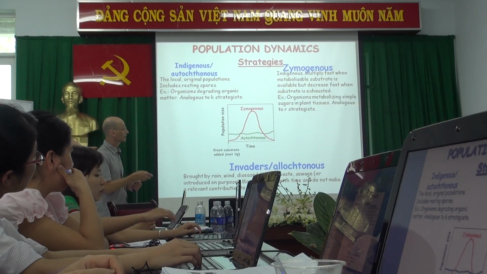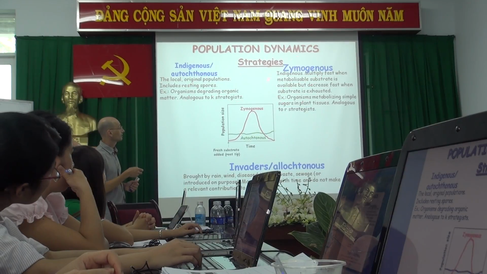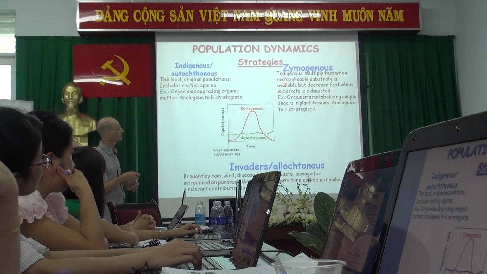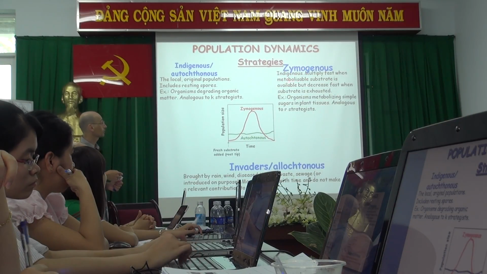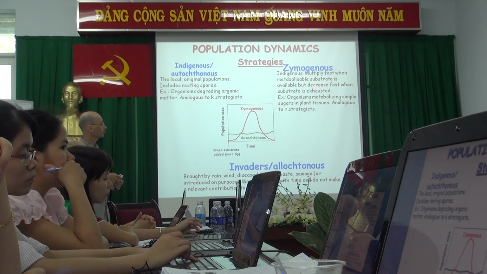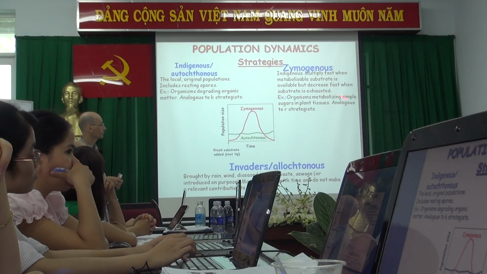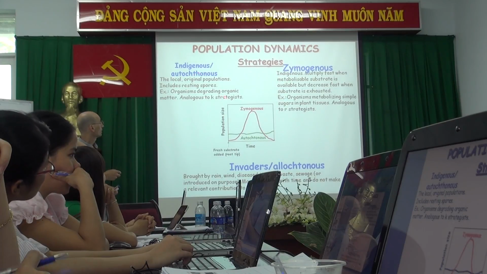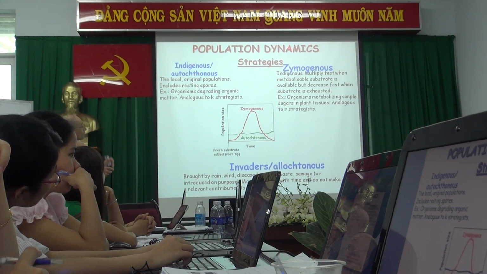Okay, so this is exactly what is stated here. Zymogenous, it's also called indigenous. They multiply fast when metabolizable substrate is available, and decrease fast when substrate is exhausted. And the autochthonous or indigenous, the zymogenous, this is the definition.